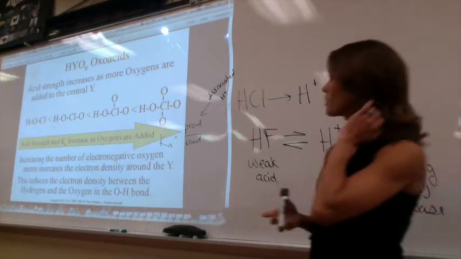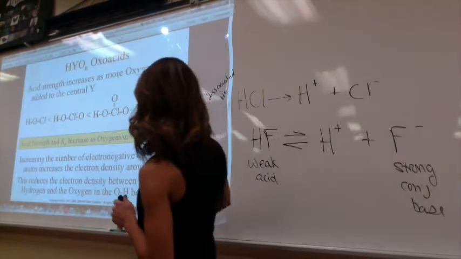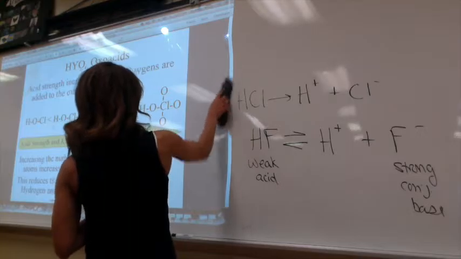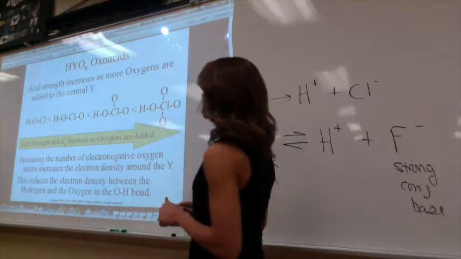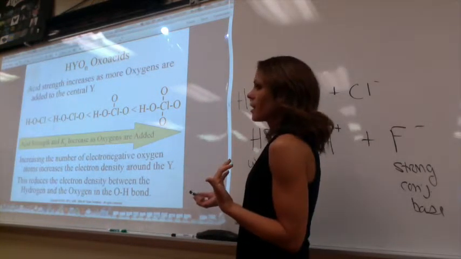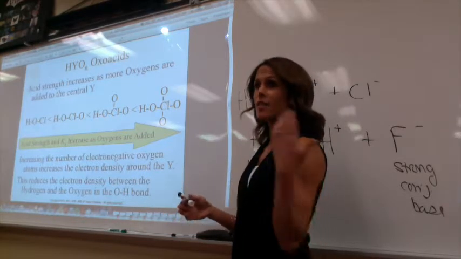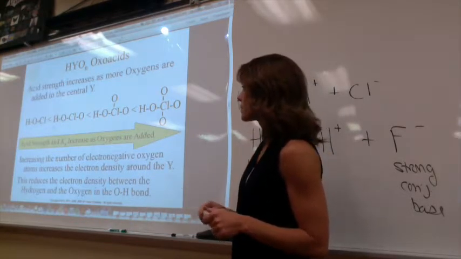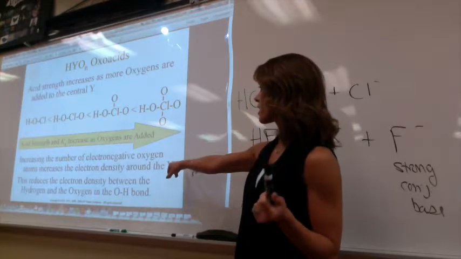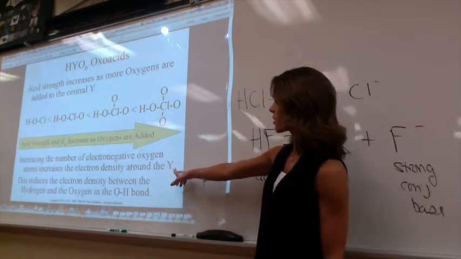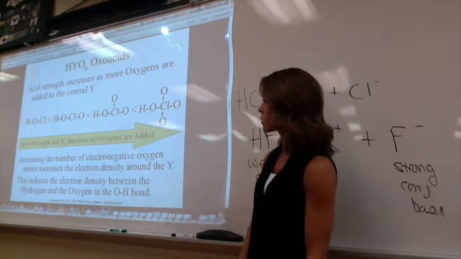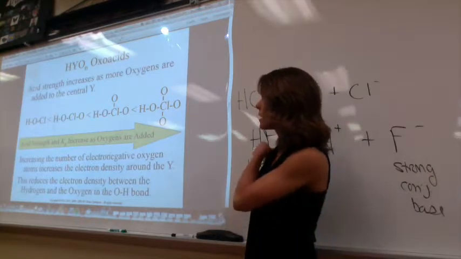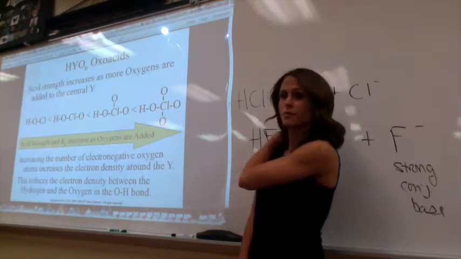All right, next type of oxoacids are the ones that have lots of oxygens surrounding them. The more oxygens you put on it, the greater the electronegativity, and then the easier it is to dump that H+. So increasing the number of electronegative oxygens increases electron density around Y. This reduces the electron density between the hydrogen and oxygen in the OH bond, and it dumps its hydrogen.